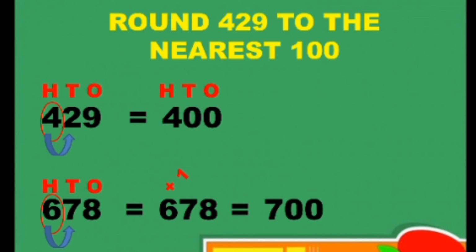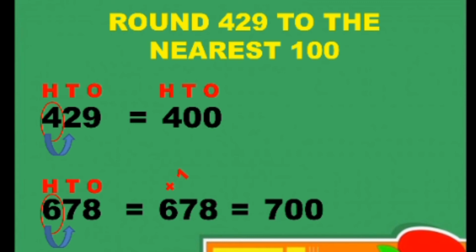If you look at the amount of zeros that is in our answers, you would realize they have something in common. They both have 2 zeros. So, when rounding a number to the nearest hundred, they must end with 2 zeros.